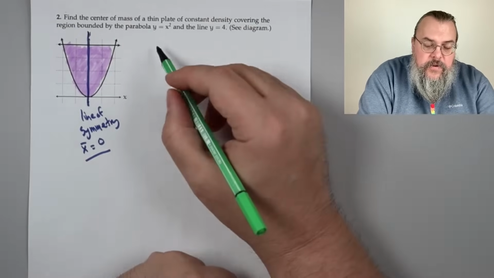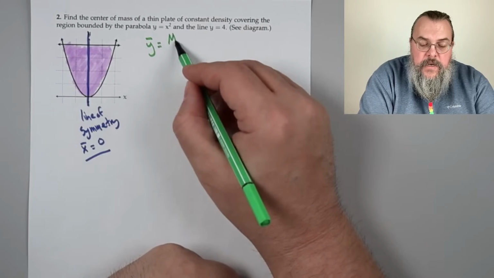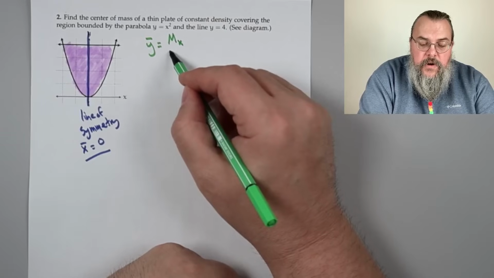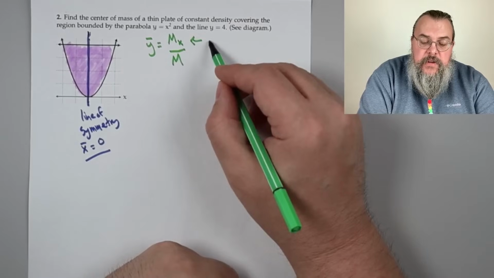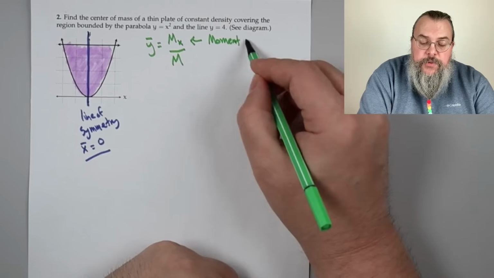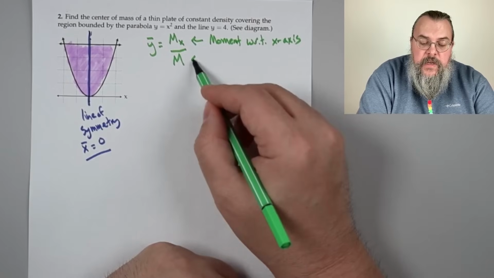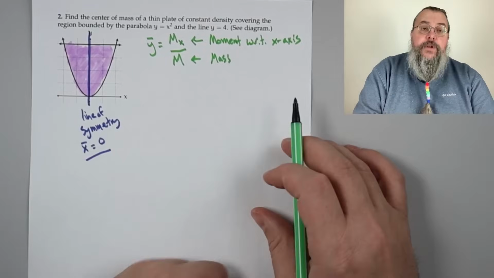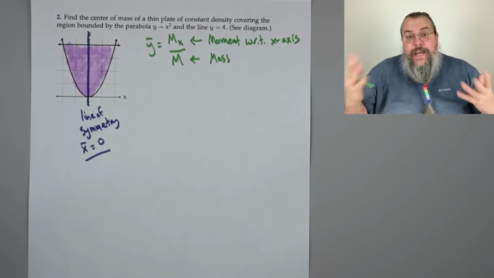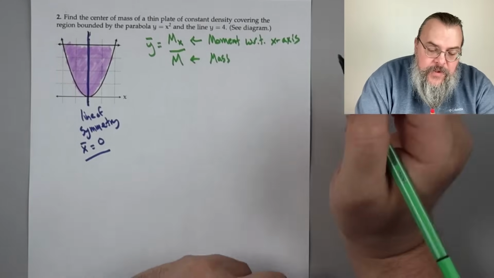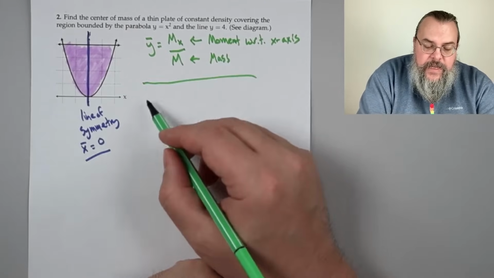Well, we can say that our y bar is m sub x over m. Now, remember, what is m sub x? This is the moment with respect to the x-axis, and we'll talk about what that means, and m is the mass. What's really going on here is y bar is the average y value. That's what's going on. Okay, so let's talk about how we figure these out. Well, mass is pretty simple. So we'll do mass first.